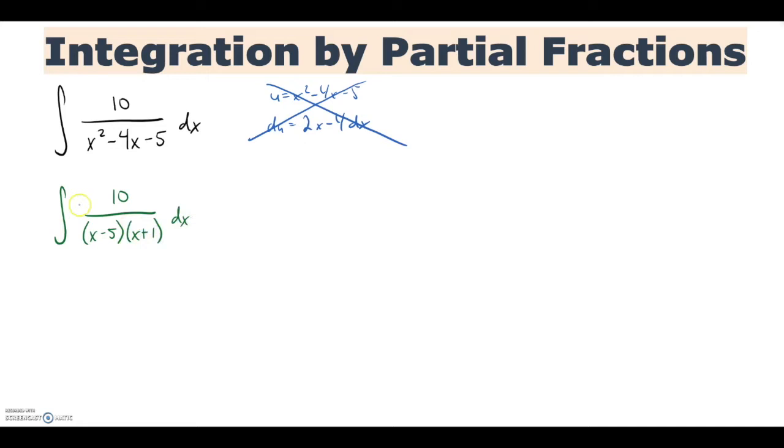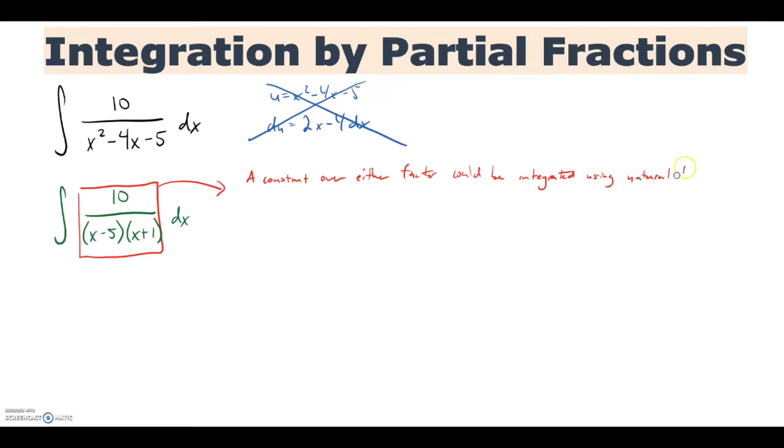And why are these factors going to become important? If we think about this whole fraction, and about each individual factor from the denominator, if we could get into a situation where we had just a constant value over either one of those factors, each of those being a first-degree polynomial, then they could be integrated by using the natural log function. And so that's what we're going to look to do.